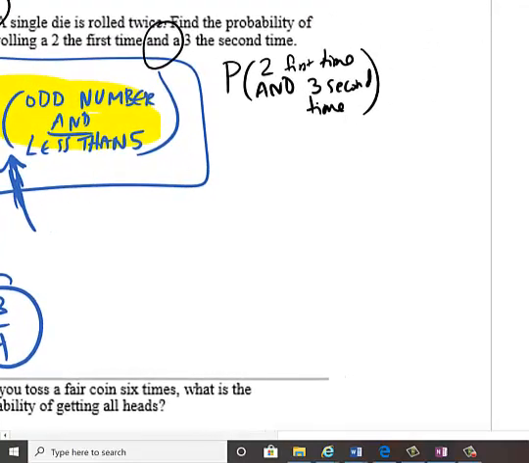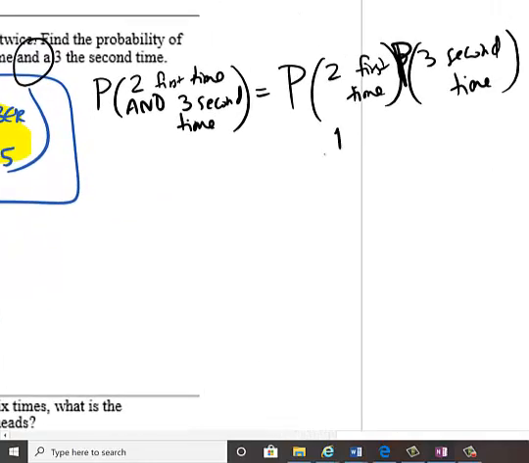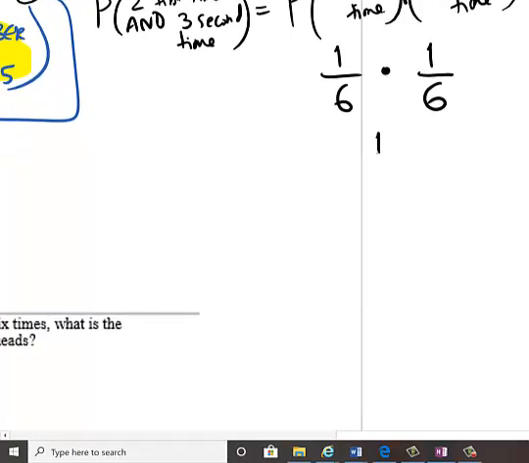So I'm multiplying them together: the probability of a 2 the first time times the probability of a 3 the second time. We're rolling a die, so the probability of a 2 would be 1 out of 6, because there's only one 2 on a die out of the 6 total. Same thing with the 3. There's only one 3 on a die out of the 6 total. So you have 1/6 times 1/6, which is 1/36 shot of getting a 2 and then a 3.